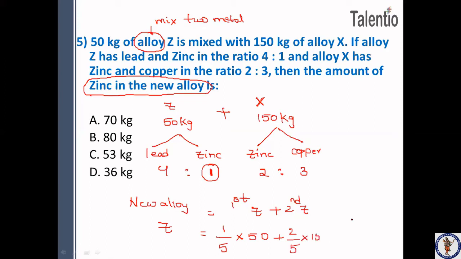So which will be equals to 10 plus it is 5 ones and 5 30s and 30 into 2 is 60. So 10 plus 60 is equals to 70 kgs. Clear? So new alloy is nothing but combination of two individual alloys. So new alloy zinc is also equals to combination of first alloy zinc plus second alloy zinc. So first alloy ratio part is 1 out of 5 into 50 and second alloy ratio part is 2 out of 5 into 50, 150.